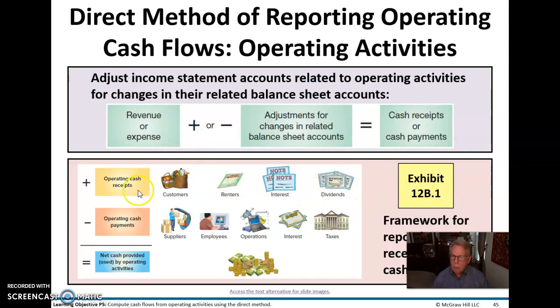All right, so here we have operating cash receipts. We get those from customers or people that rent our buildings. We get some interest revenue and get some dividends from stock that we might hold as a company. But we also pay our suppliers, employees, operations, interest, and taxes. And we net that all together to find out how much net cash we provided or used.